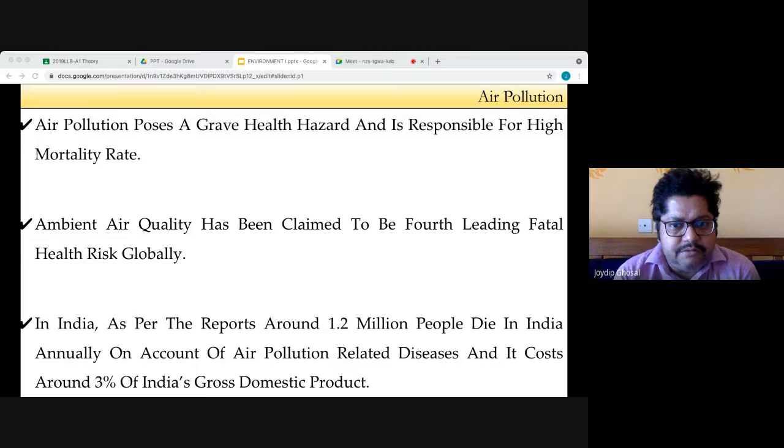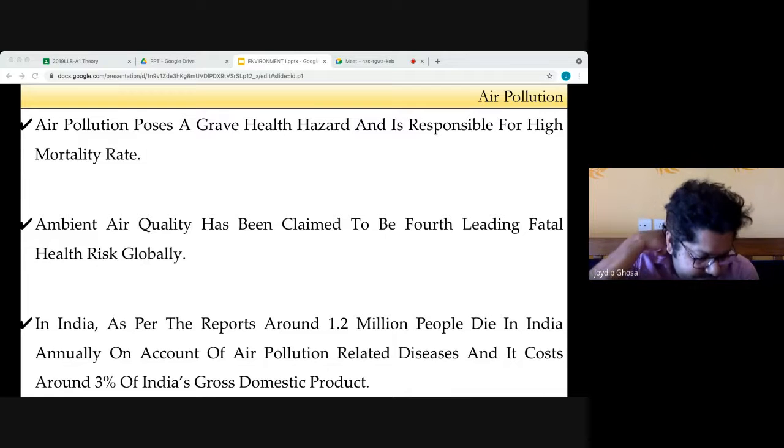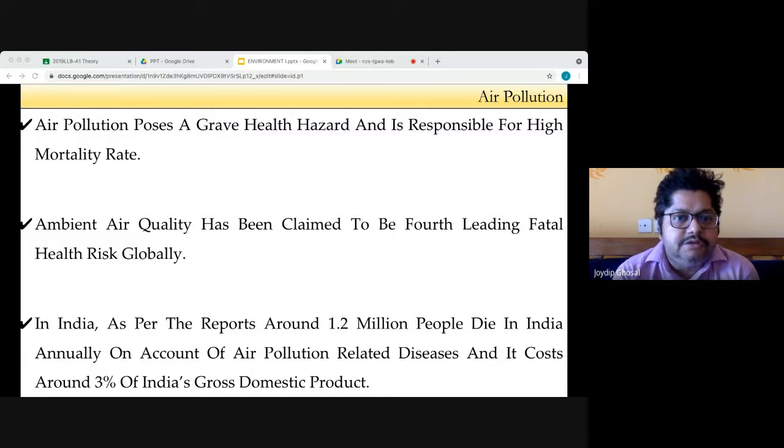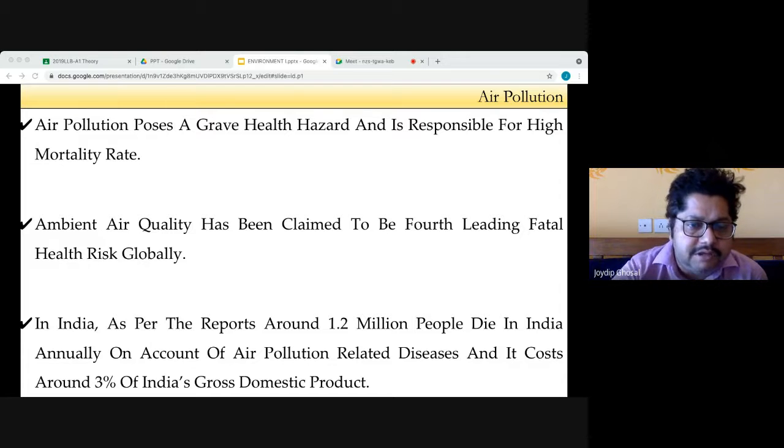The WHO report also brings out that air pollution poses a health hazard and is responsible for a high mortality rate as well. It is claimed that premature mortality due to air pollution increased about 30% from 1990 to 2015, and about 3 million deaths per annum can be caused by air pollution. Ambient air quality has become one of the leading fatal health risks globally. It must also be remembered that air pollution is not just a health hazard, but it also adversely affects agricultural productivity and development.